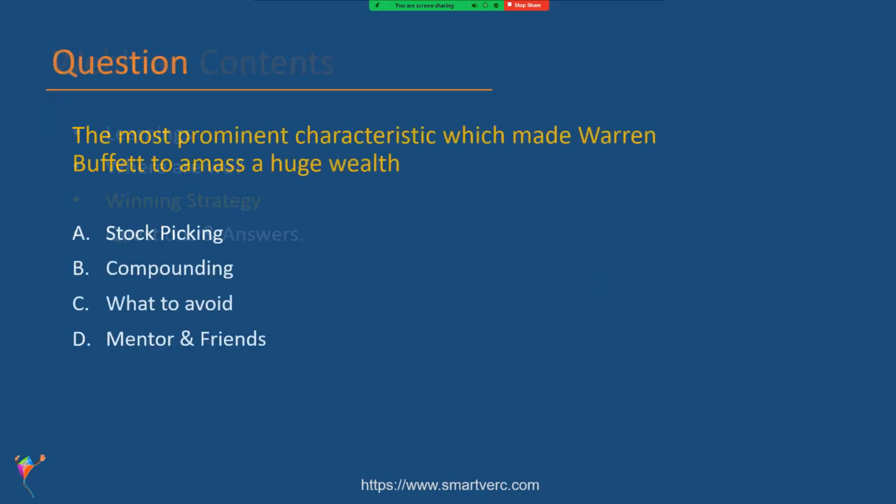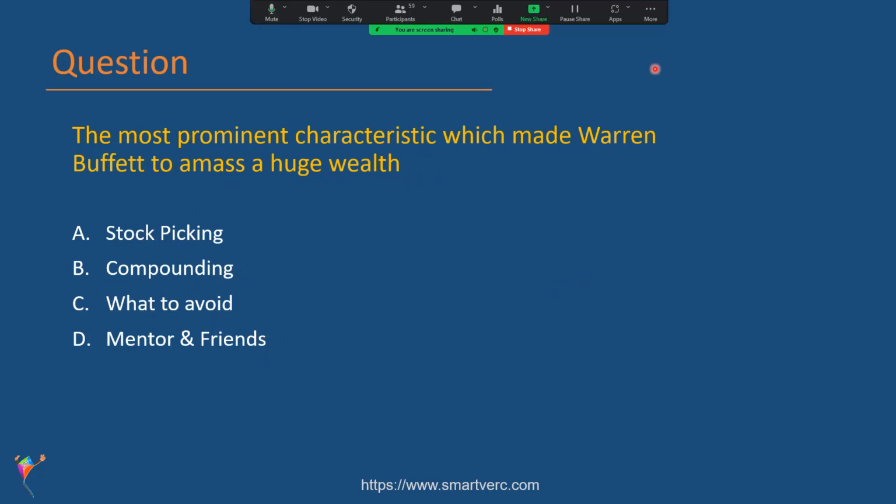So what is the winning strategy? Let me ask you one thing. What is the most prominent characteristic which made Warren Buffett amass huge wealth? Do you think it is stock picking, or the compounding, or that he knows very well what to avoid, or maybe because he has got very good mentors and friends? Some of you may like this characteristic. This is not a poll, but you can answer in the chat box.